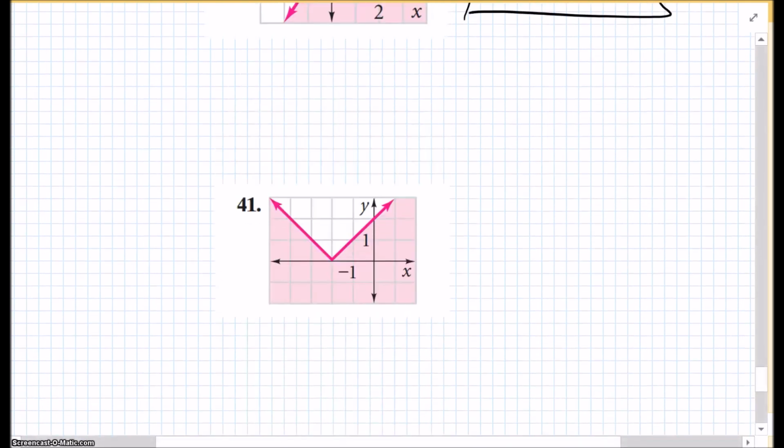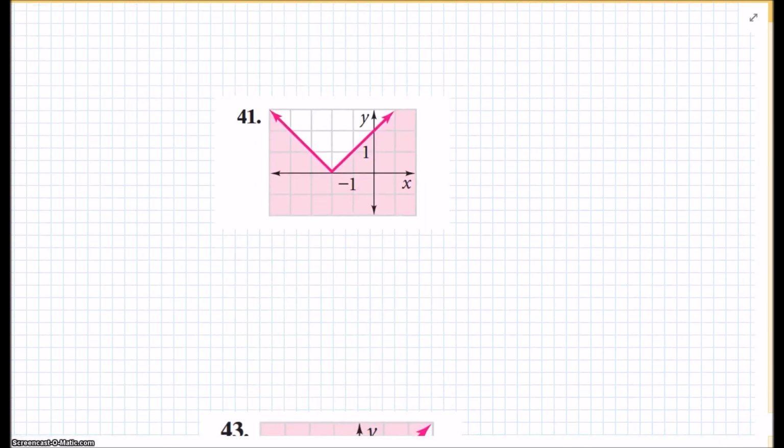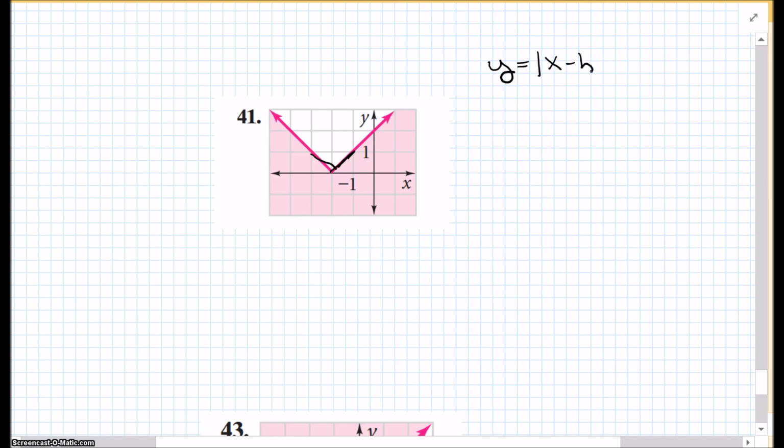Okay, number 41. We have a V, so that tells us it's going to be an absolute value equation. We have a slope of positive 1 and negative 1, so we know the parent function is the absolute value of x. So y is going to equal the absolute value of x minus h plus k.